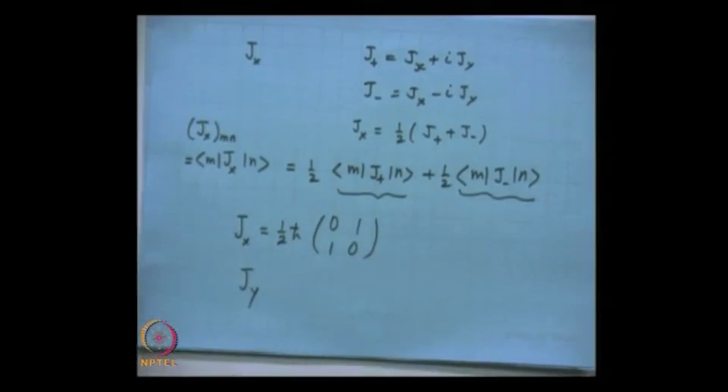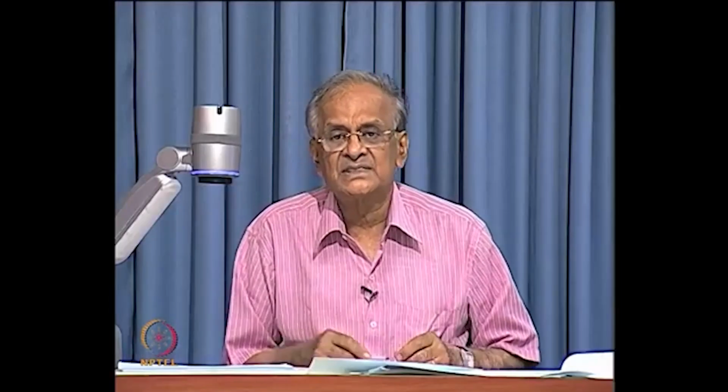So, with this we conclude today's lecture, and what we have achieved is that we have been able to obtain the eigenvalue spectrum, simultaneous eigenkets of the operator J square and Jz, and in our next lecture we will complete the analysis for obtaining the matrix representation of J square, Jx, Jy and Jz.